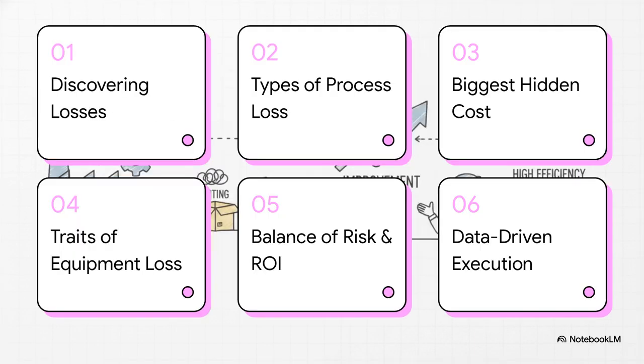Okay, here's our game plan for today. We'll be hitting 6 main points: discovering invisible losses, the 3 types of process loss, the biggest hidden cost, the 3 traits of equipment loss, the balance of risk and ROI, and finally, executing data-driven cost reduction.